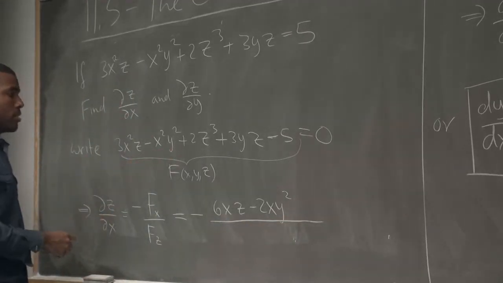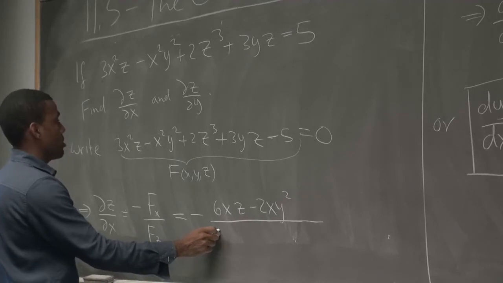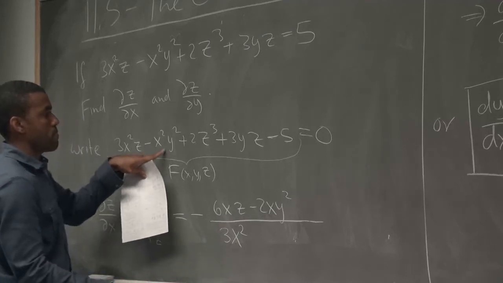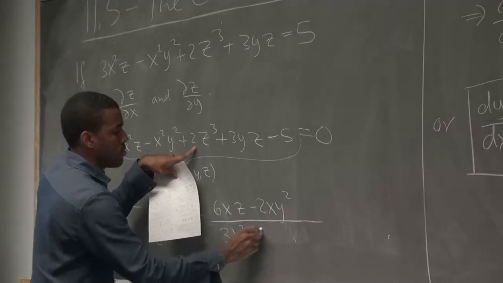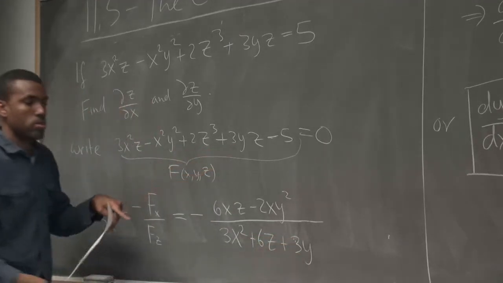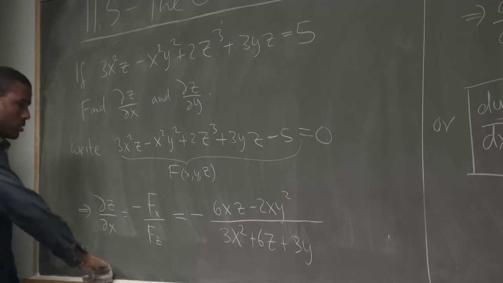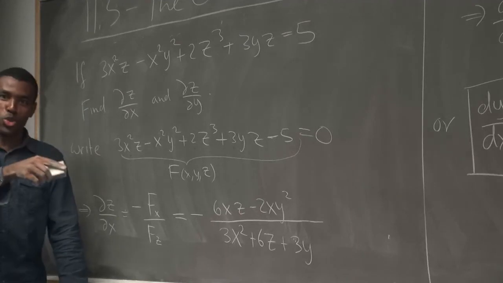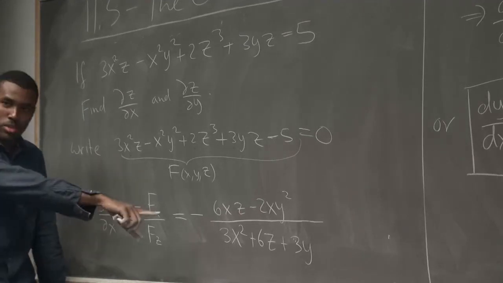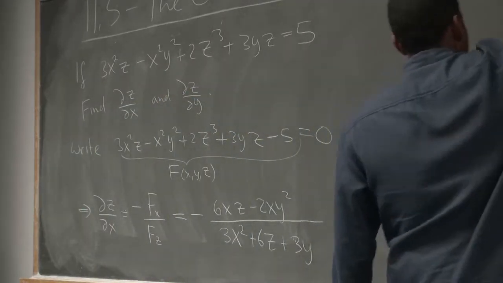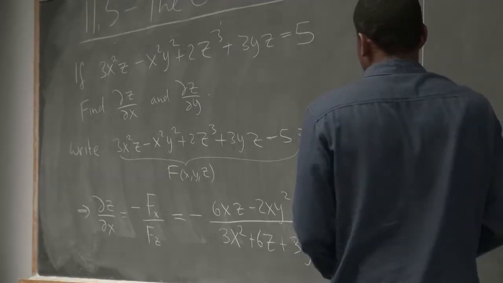Partial of this with respect to z: 3x squared plus 6z squared plus 3y. That's it. Now, if you had done the whole thing like you did in the last homework, group terms, bring over to the other side, divide, you would have gotten that. Go back and check. Better late than never, right?